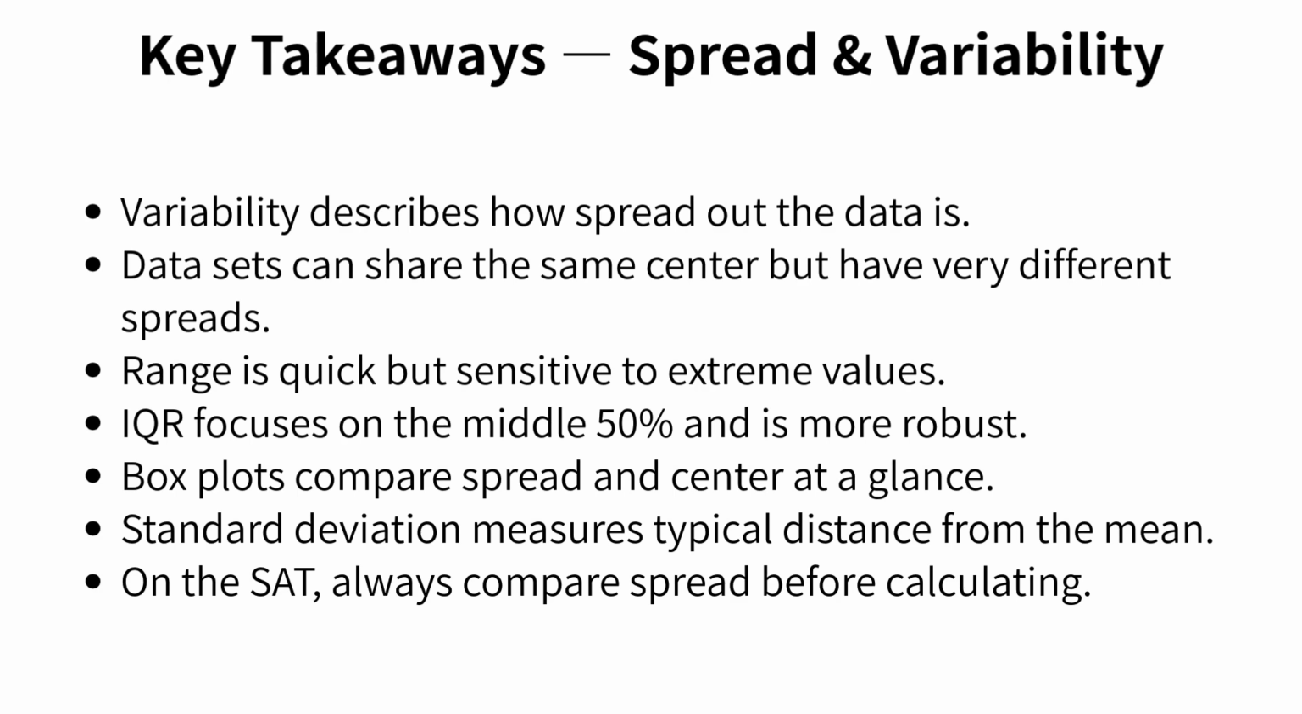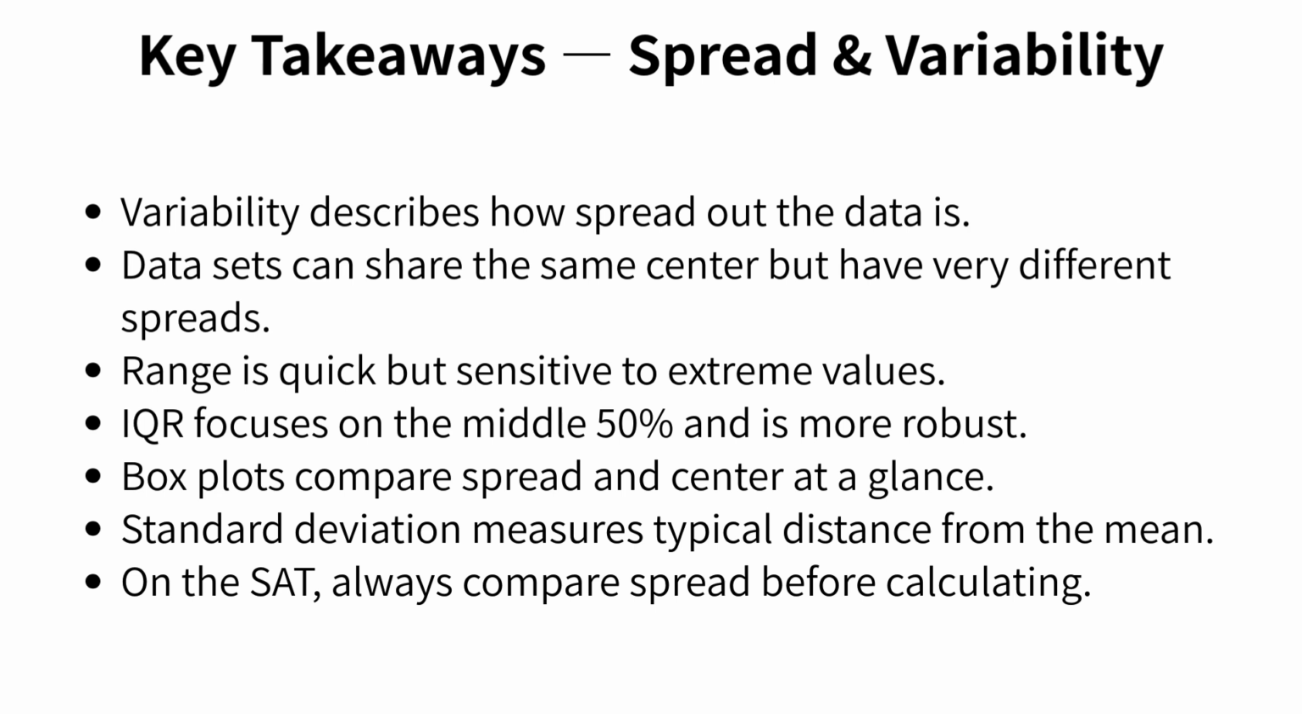Variability is about how spread out the data values are, not where the center happens to be. Two datasets can have the same center and still behave very differently. That's why spread matters. The range gives you a quick sense of spread, but it can change a lot because of a single extreme value. The interquartile range, or IQR, is more reliable. It focuses on the middle 50% of the data and is much less affected by outliers.